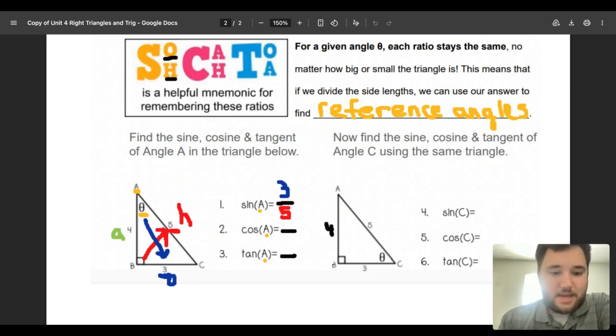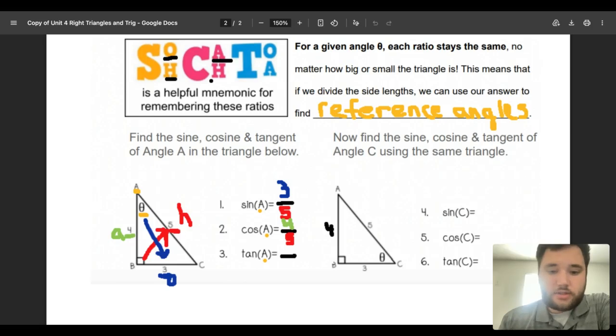So I'm going to do the same thing for cosine. It's just this time I'm going to use A over H. Look at SOHCAHTOA, A over H. So my A is going to be 4. I have adjacent over, and look, my hypotenuse is still 5. So I'm going to still put 5 there, 4/5.